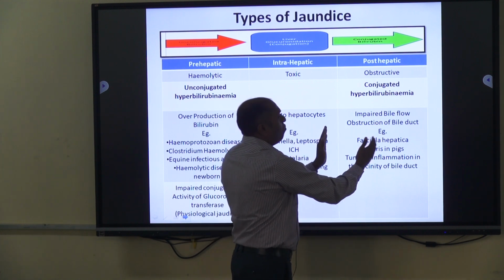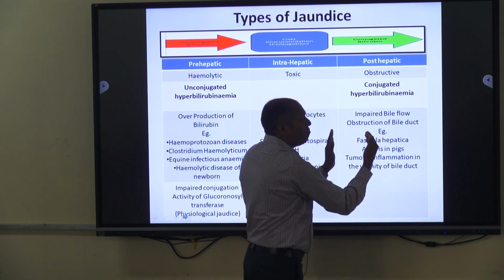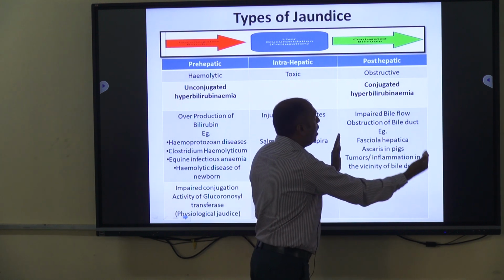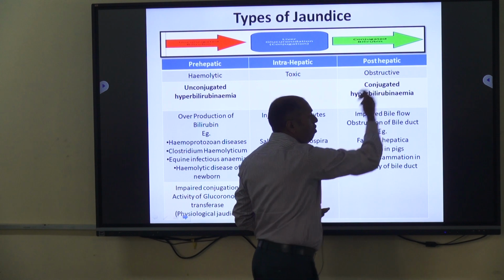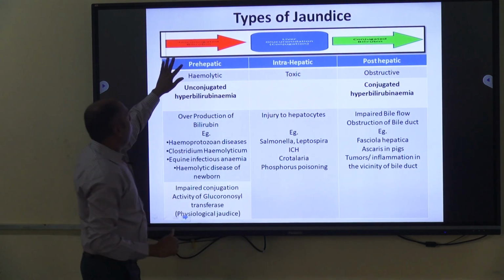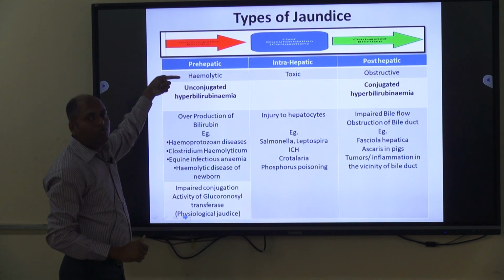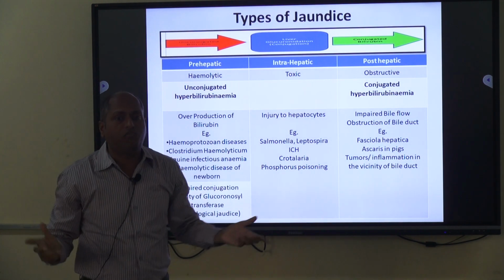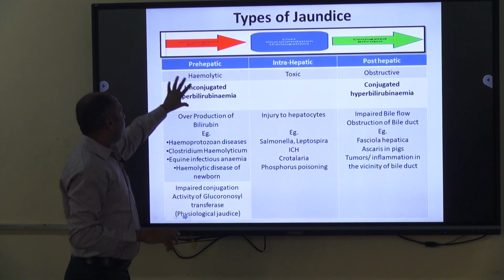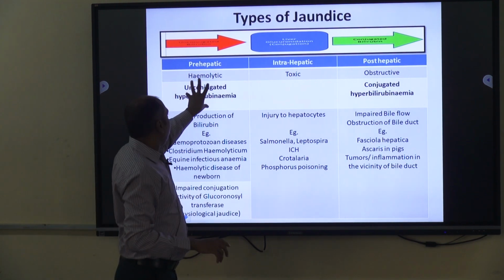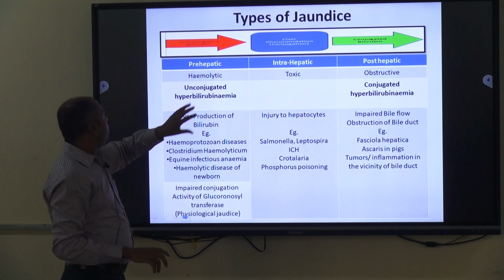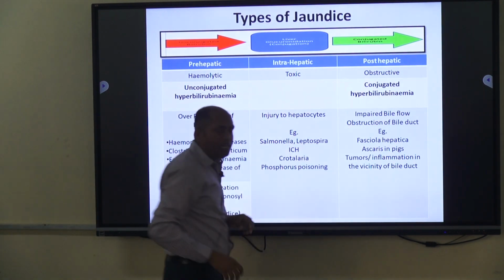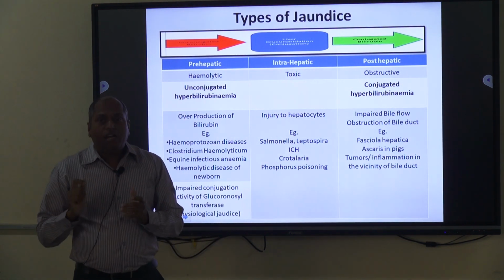And the third one, when the problem is after the liver, meaning the liver has conjugated, the problem is obstruction in bile flow, then it is known as post-hepatic or obstructive jaundice. Pre-hepatic is also called hemolytic because there is hemolysis. RBCs are broken down in excessive numbers. I have told you earlier that in this, the bilirubin which is increasing is unconjugated, and here in post-hepatic the bilirubin which is increasing is conjugated.